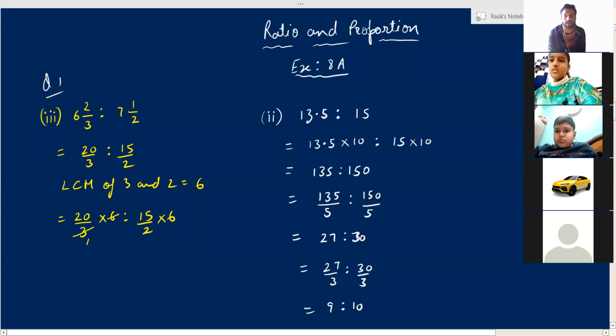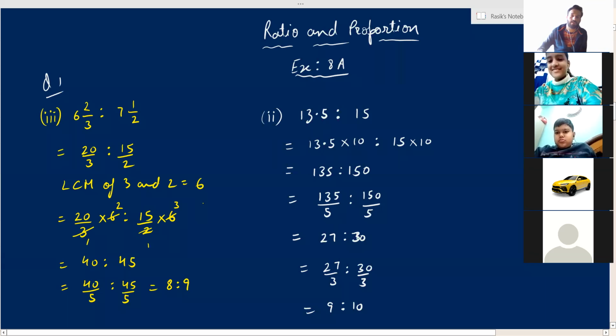Let's now simplify this. Sir, I have not done this by this method. No problem, there are many ways of doing it. 20 into 2 is 40. 15 into 3 is 45. So 40 ratio 45. Now you divide by 5, and we get 8 is to 9. So my answer is correct.